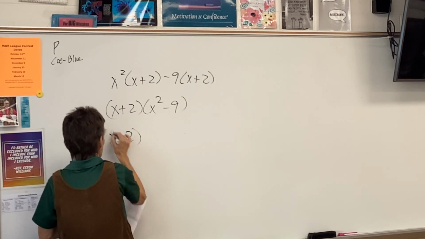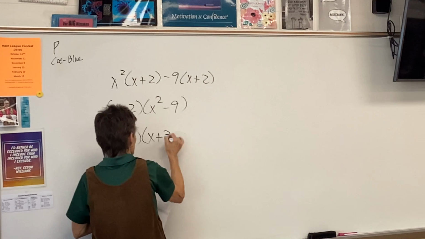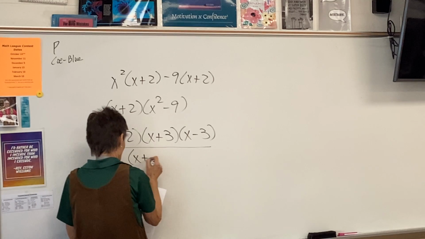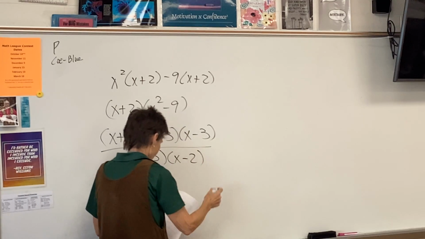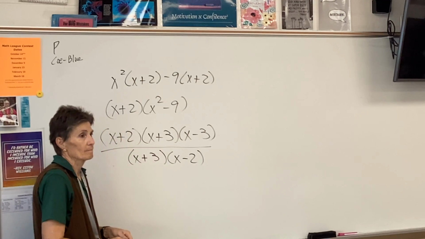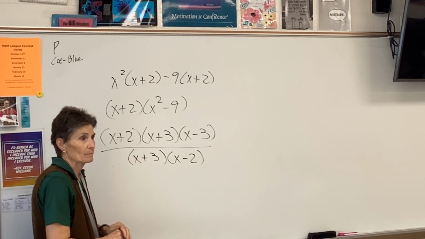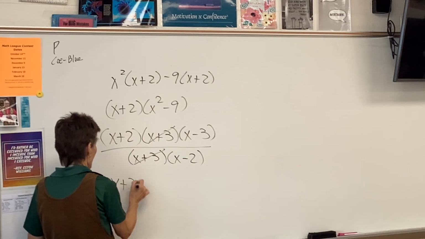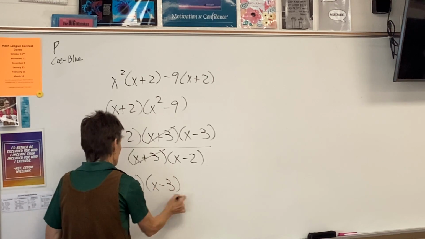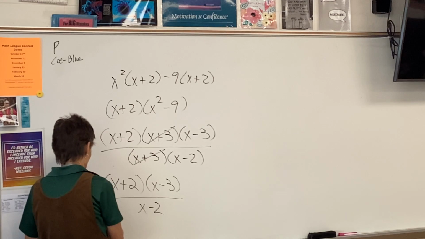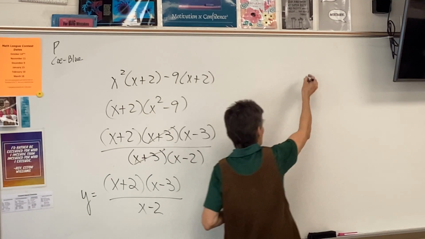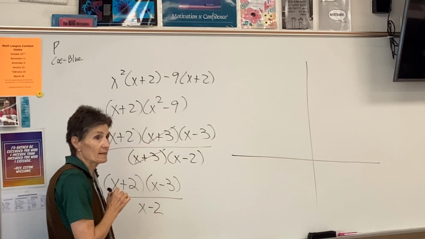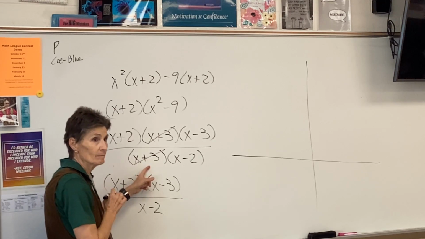Did your numerator come down to be x plus 2, x plus 3, x minus 3? And then our denominator x plus 3, x minus 2? Is that okay with everybody? Alright, so we noticed right away we can cancel. So now our problem is reduced to this. And before I forget, I'm going to have a hole where x is -3.